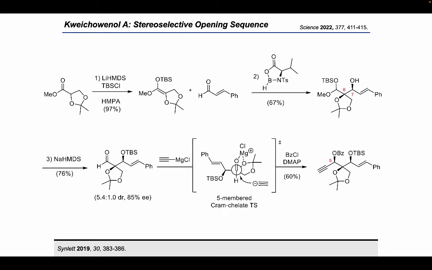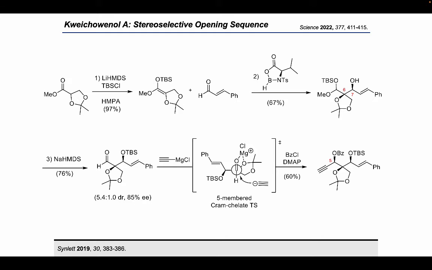Our synthesis started with a commercially available acetonide-containing ester that was transformed into a TBS ketene acetal with lithium HMDS and TBS chloride in HMPA. This compound was then added to cinnamaldehyde together with an in situ generated oxazaborolidinone that acts as both a chiral Lewis acid, which triggers an aldol reaction, and a reducing agent that reduces the intermediate oxocarbenium ion. This reaction generates two sterically congested stereocenters, which include the tertiary alcohol, in good yield and ee.